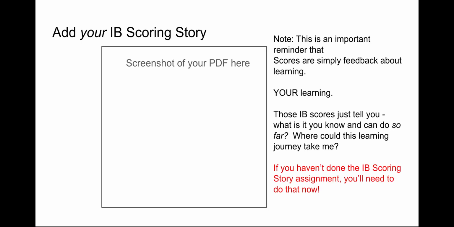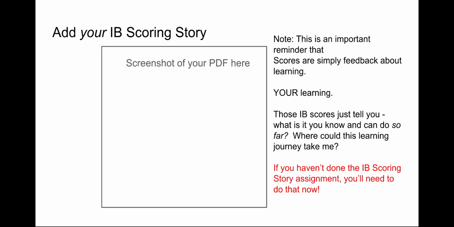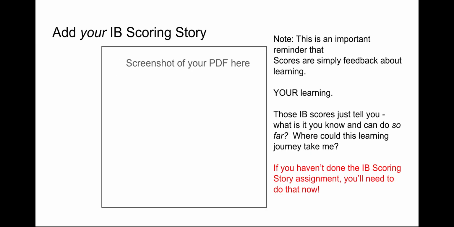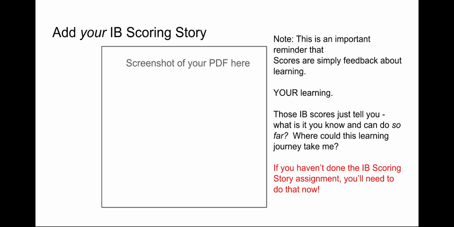And then the third one is you're going to add your IB scoring story. About half of you already got this done, and you're going to take a screenshot of it and add it here. And this is what it's going to look like. So these notes on the side, that's just for your context. You can delete this assignment page from your portfolio once you've added your own IB scoring story. So that's part two. Part two is kind of personalizing this and getting this IB scoring story in here.